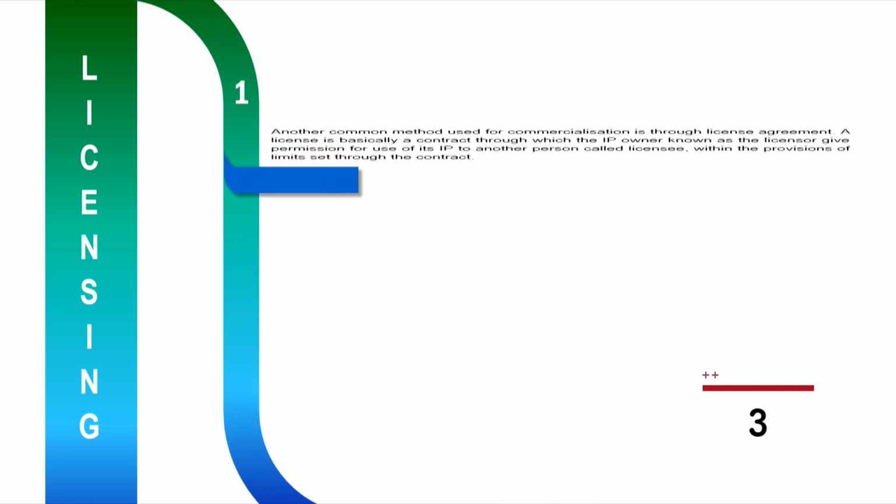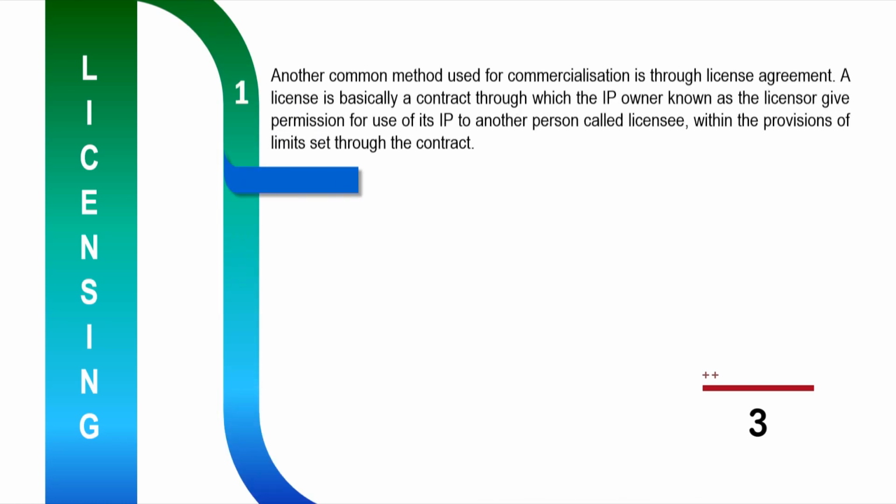The third technique is through licensing. Another common method used for commercialization is through a license agreement. A license is basically a contract through which the IP owner, known as the licensor, gives permission for use of the IP to another person who is known as the licensee, within the limits set through the contract. So, through the contract, rights are given from the licensor to a new owner known as the licensee.